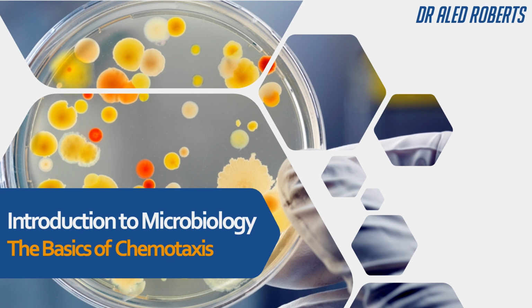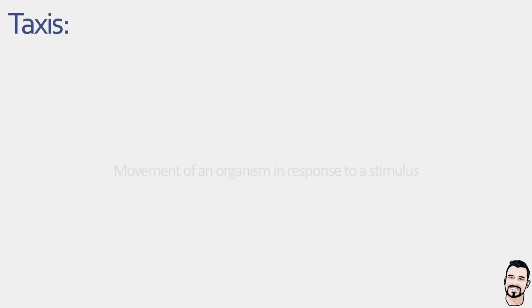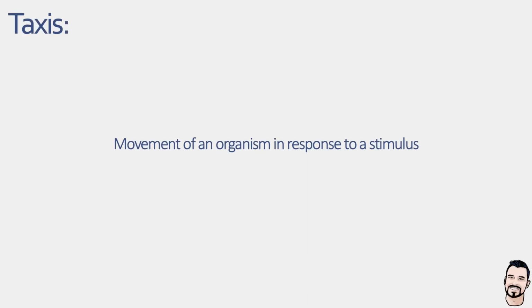I'm Dr. Aled Roberts, and in this video we're going to look at the basics of chemotaxis and how this affects flagella swimming in bacteria. Now, the general term for bacteria moving in response to some form of external signal is taxis, and this movement or taxis can be either positive or negative. A positive taxis means the organism will move towards the stimuli, whereas a negative taxis means the organism will move away from the stimuli. As an example, a bacteria might want to move towards nutrients and move away from something like antibiotics.